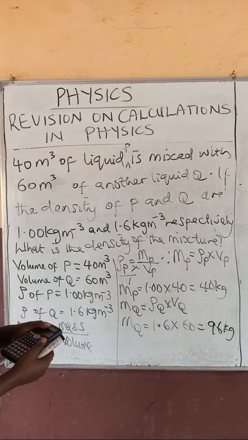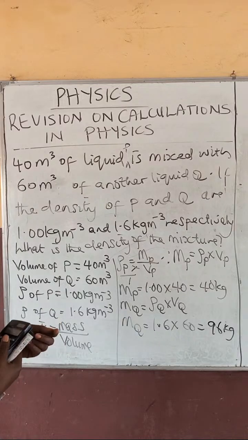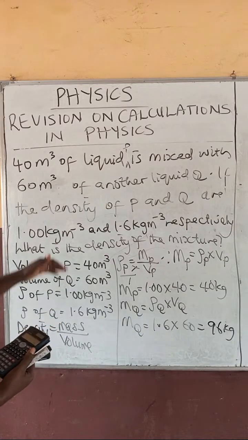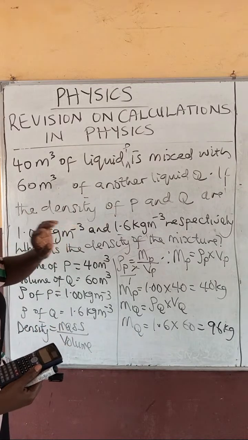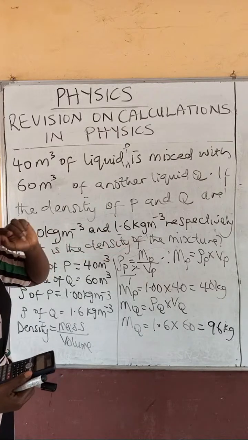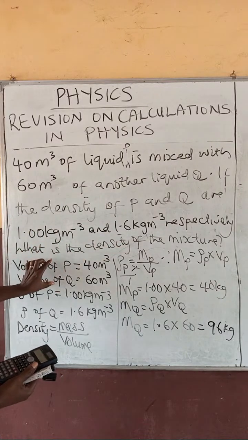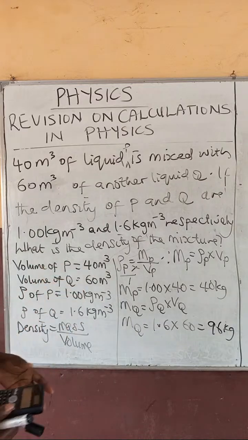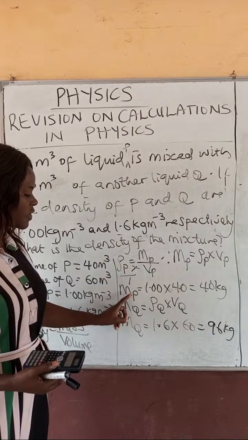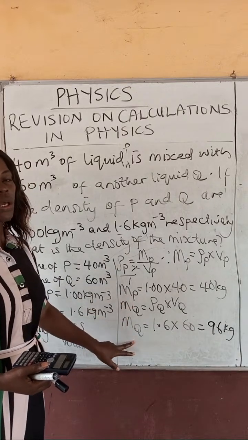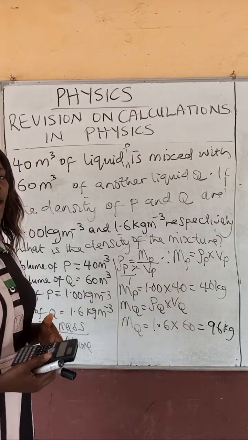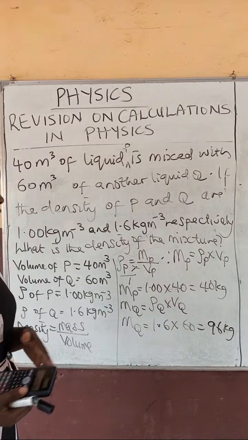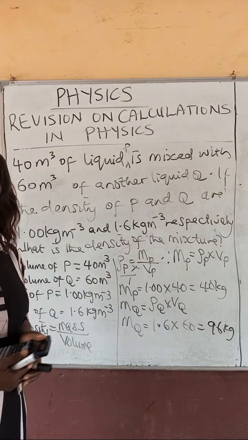Okay, so for us to get the density, and density is mass over volume, and you're looking for the density of the mixture, how do you get the density of the mixture? We are going to add the two volumes together, the volume of P and Q, because they are now a mixture, and also add the two masses of this mixture, MP and MQ together. Then that can help us to get the density. Is that okay? All right, put it down. Let's conclude the question.